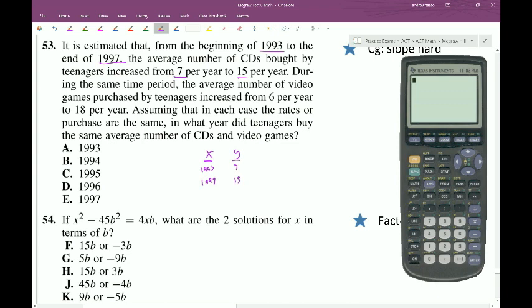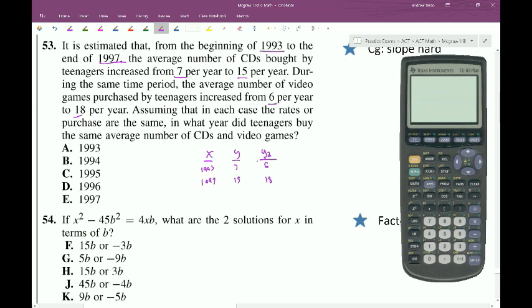During the same time period, the average number of video games purchased by teenagers went from 6 to 18. So they're giving you another Y that's going from 6 to 18. Assuming that in each case the rates of purchase are the same, in what year did teenagers buy the same average number of CDs and video games? Okay.